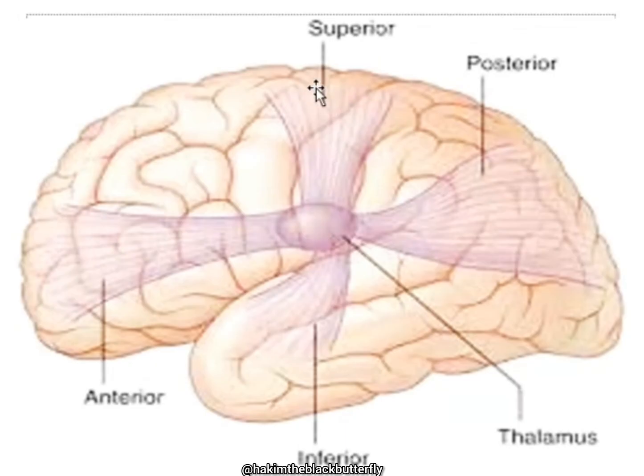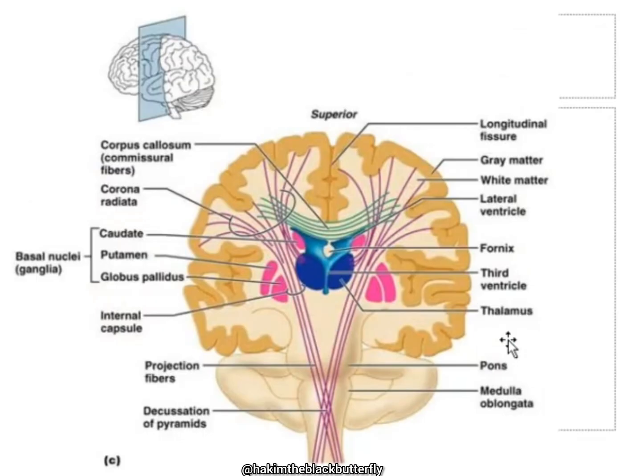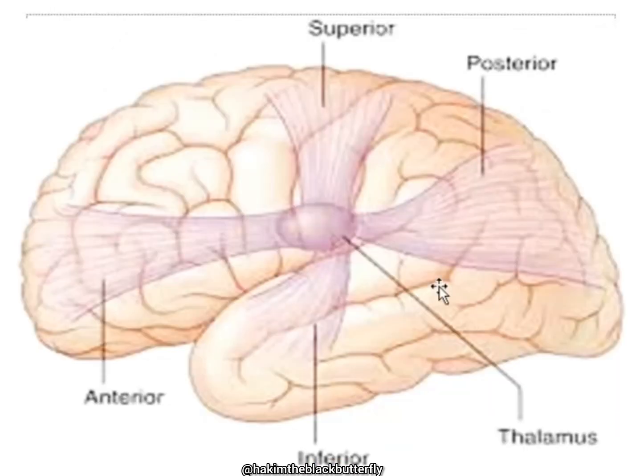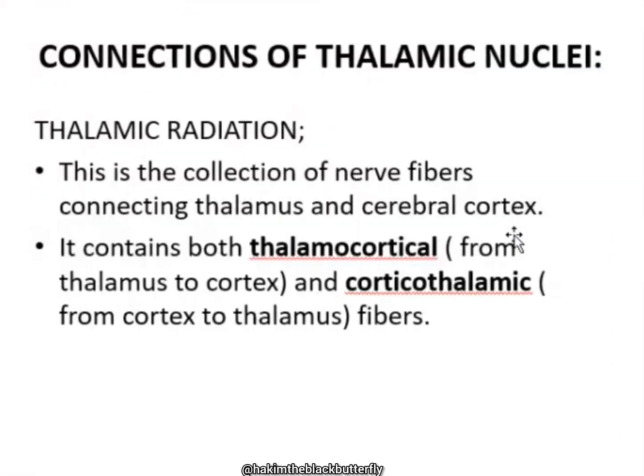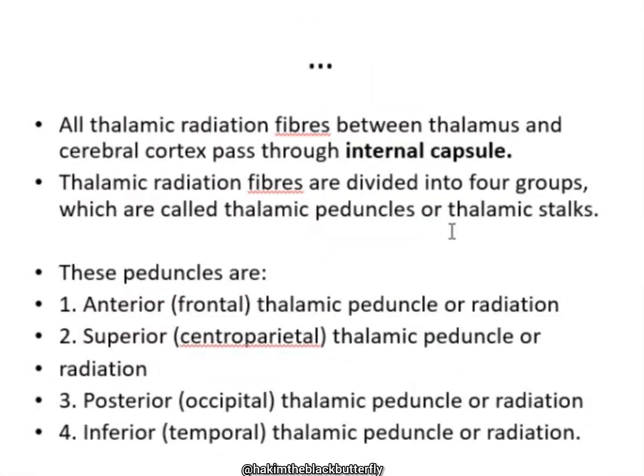So as the thalamus is transmitting impulses to the cerebrum, those impulses pass through axons, and the axons are grouped into the superior or parietal thalamic peduncle, anterior or frontal thalamic peduncle, inferior or temporal thalamic peduncle, posterior or occipital thalamic peduncle. And those are the ones I talked about here: anterior or frontal, superior or parietal, posterior or occipital, inferior or temporal.